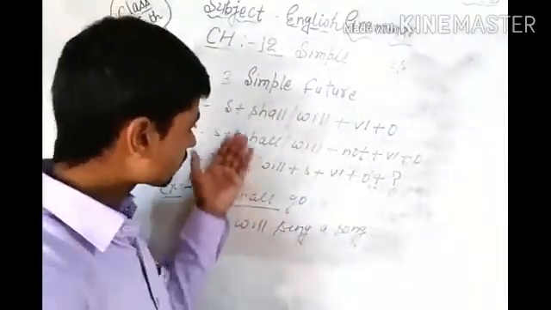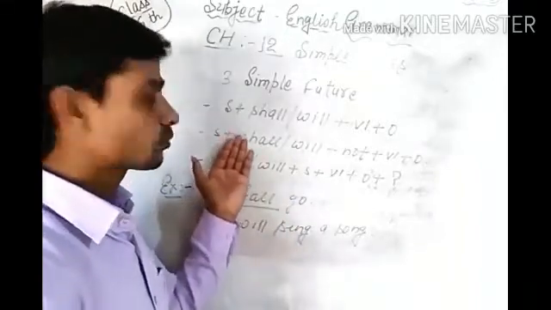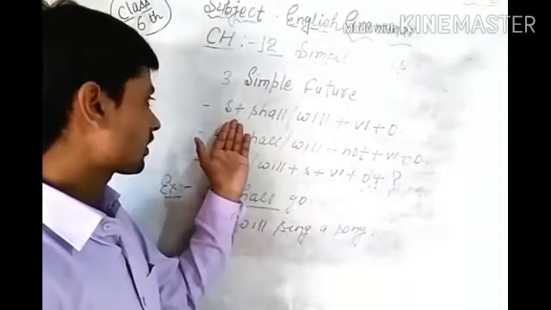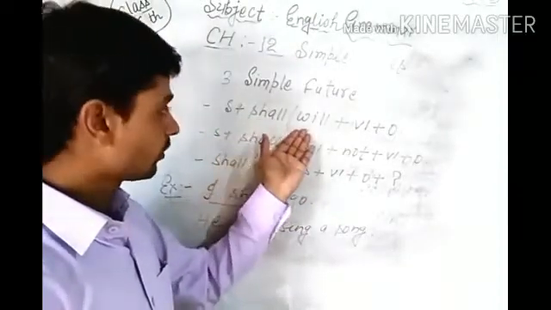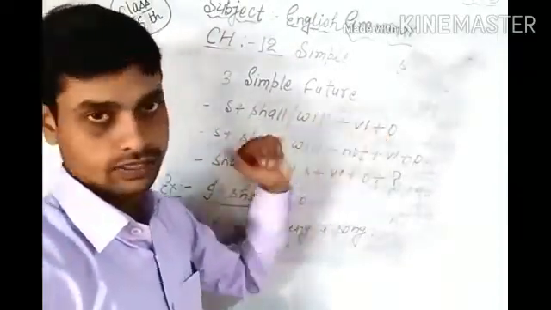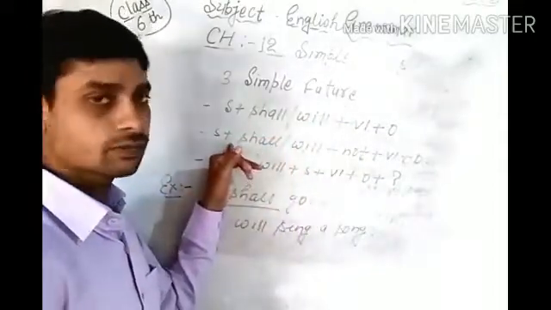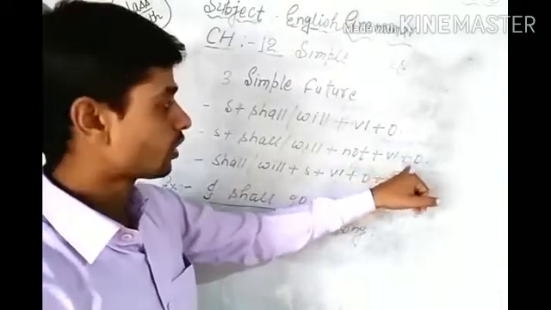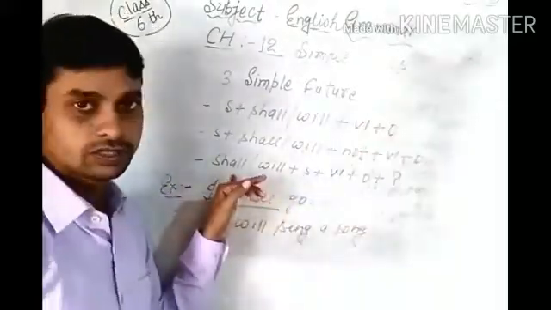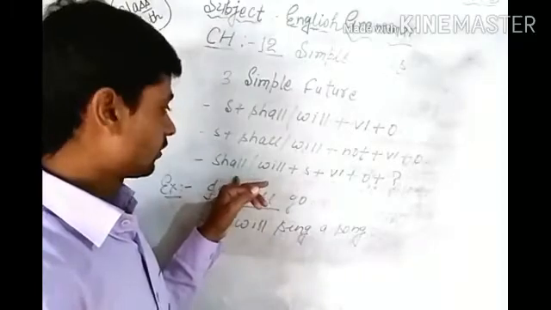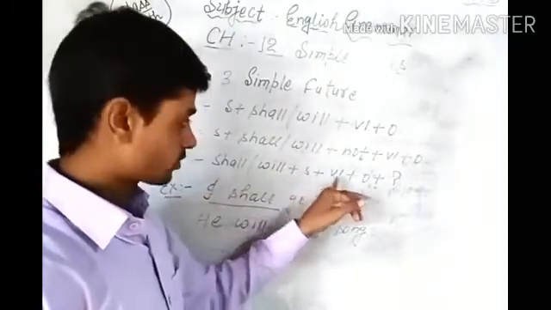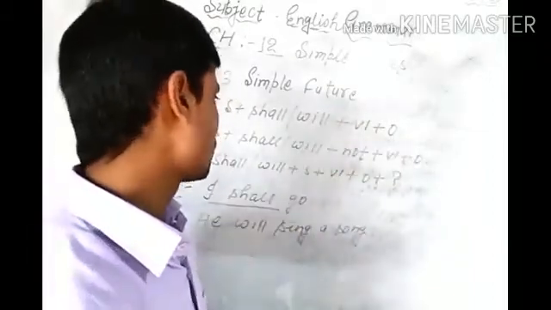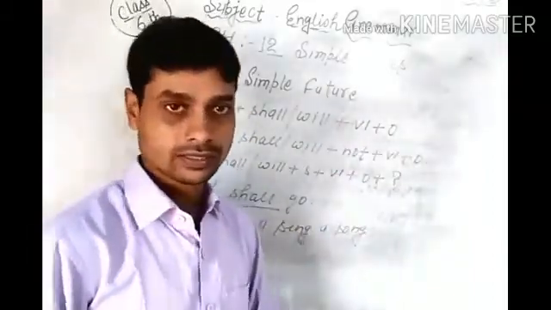Students, you can also write the structure. First structure is the affirmative sentence: subject plus shall or will plus verb 1 plus object. Negative sentence: subject plus shall or will plus not plus V1 plus object. Third, interrogative sentence: shall or will, after that subject plus verb 1 plus object plus question mark. According to this you can also make the sentence.